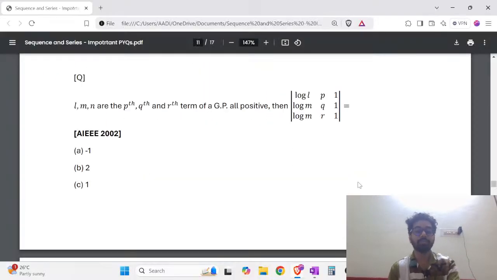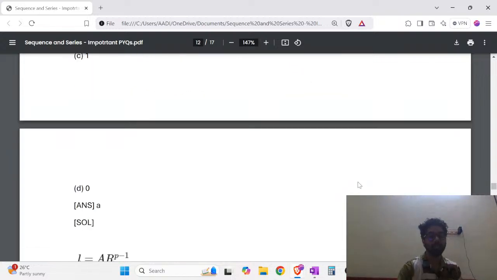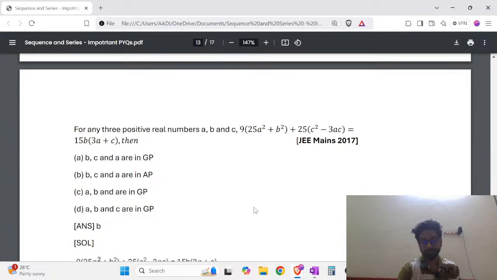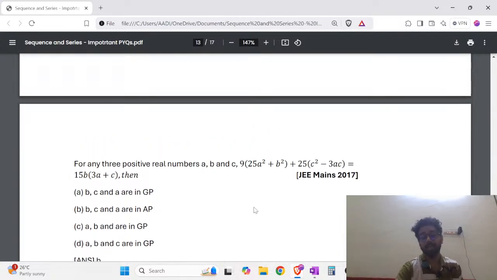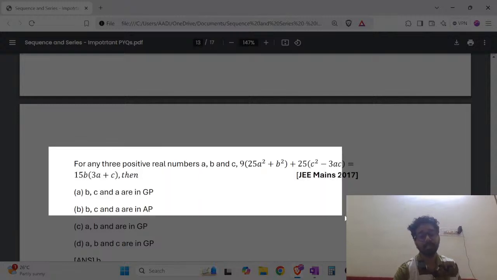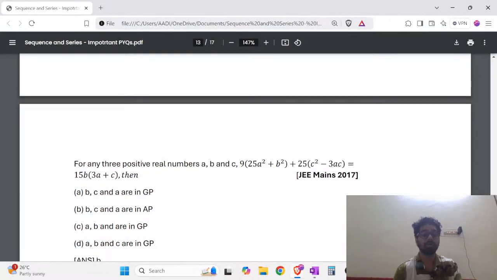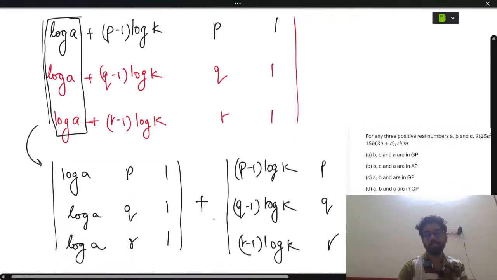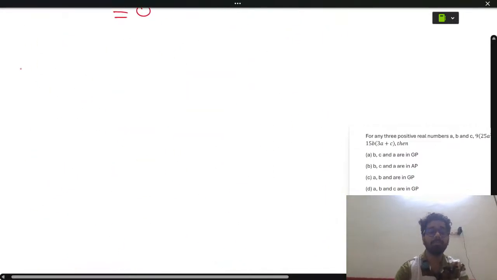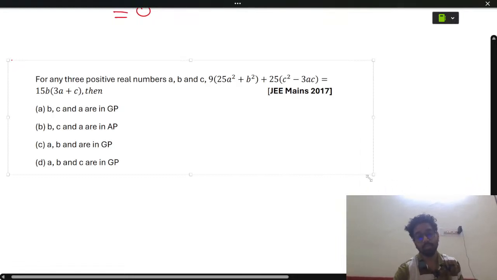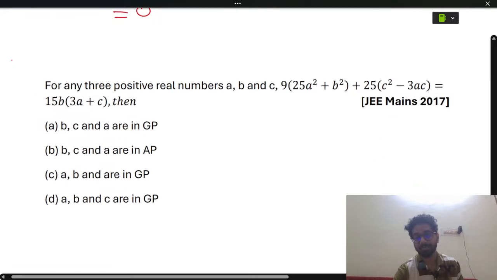Okay. So the answer is 0, correct? Sometimes they can mix your questions, now last in this variety, sometimes they will give you terms and ask whether they are in GP or AP. This question was asked in 2017. Sometimes they do ask this question in statement form, like statement 1, statement 2. So you can expect these kinds of questions in 2025, guys.